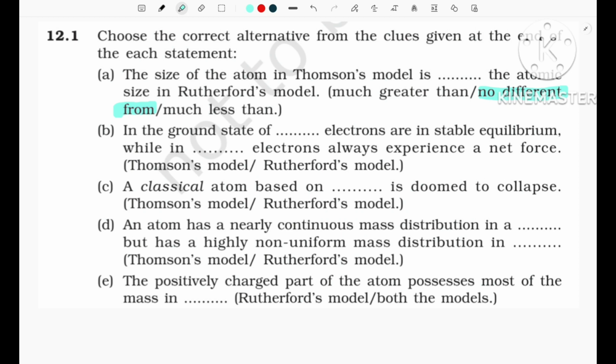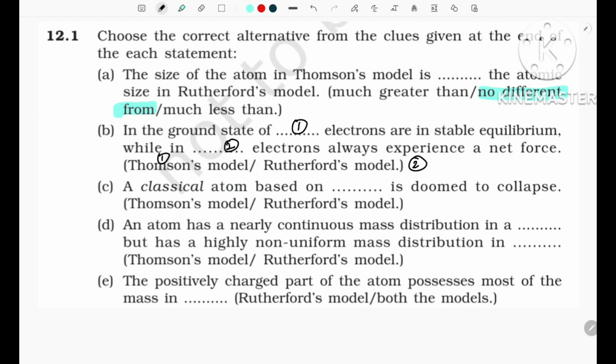Whereas in Rutherford's model, the force is not cancelled. So we are experiencing a centripetal force which is provided by the Coulombic force. So always an electron experiences the net force. The net force is not zero in this case. So the answer for this is number 1, that is the Thomson's model for the first blank, and Rutherford's model for the second blank.